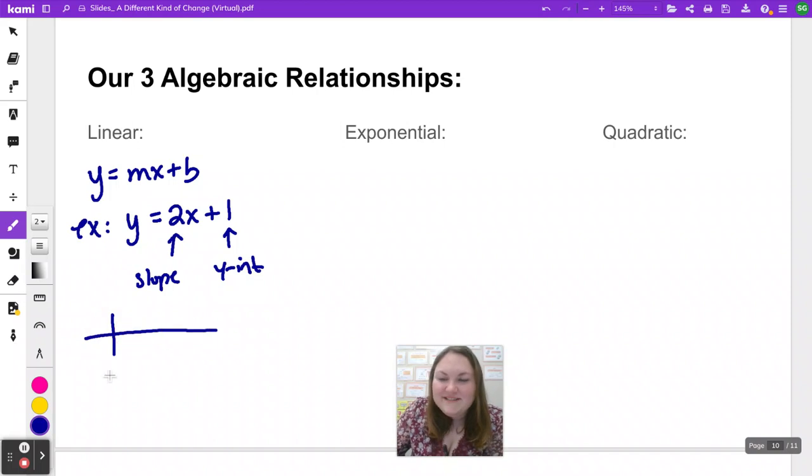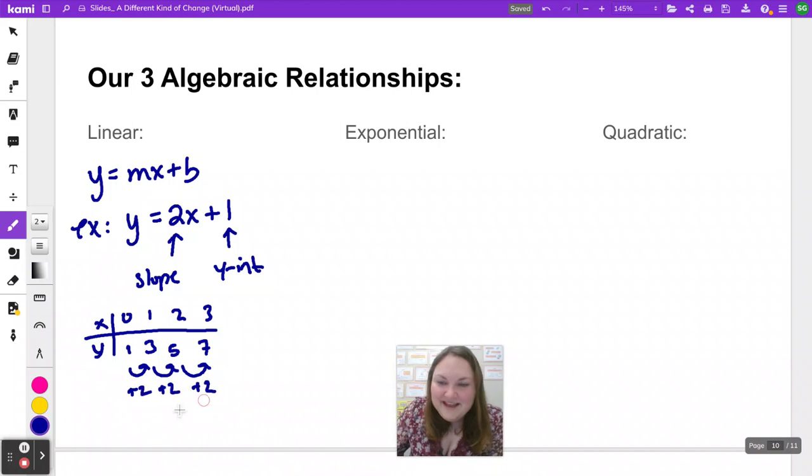And so when you looked at tables, we would see in that table that those values are going up by a constant amount. Here, every single time, they're going up by 2. And because they're going up by a constant amount, we said when you go to graph it, it looks like a straight line. It's going up the same amount every single time on the graph.